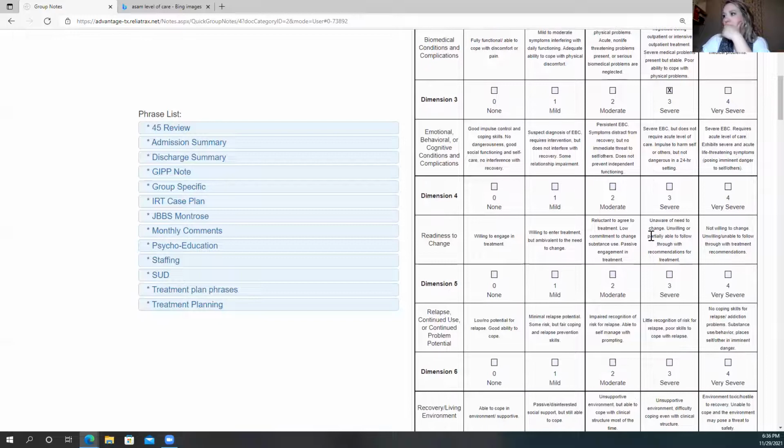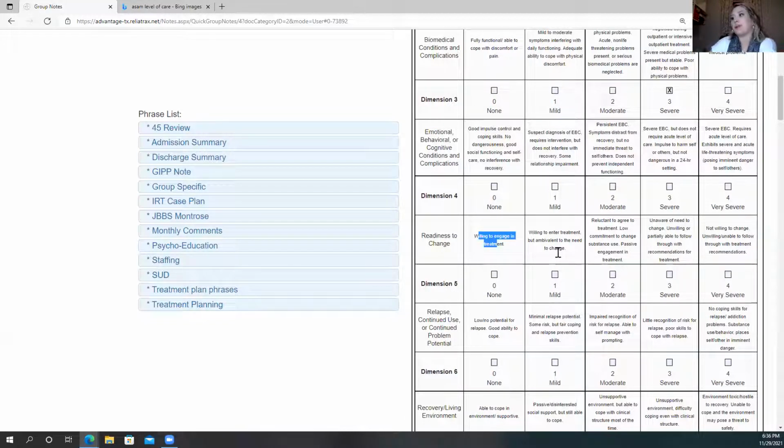All right. Readiness to change. We've done a lot of training over that. Depending on your client, they're either going to be very willing to come into care, and that's great, or they might be very ambivalent. So you're going to have to rate them there. If they're not willing to change, they're unwilling to follow through with treatment recommendations, you might have to put them at very severe.